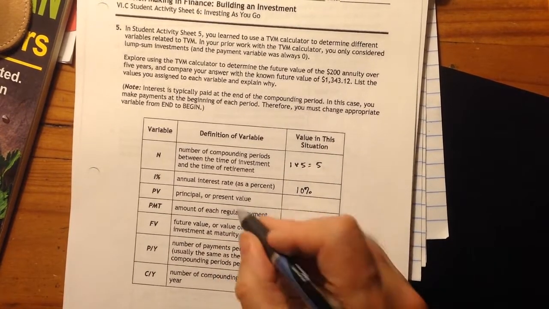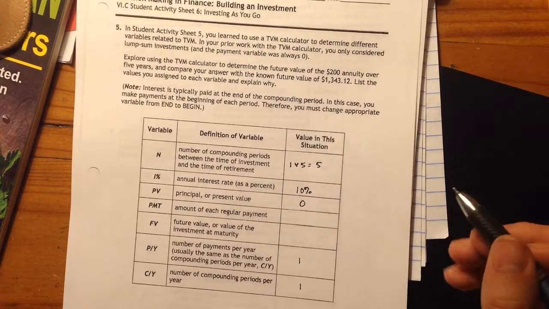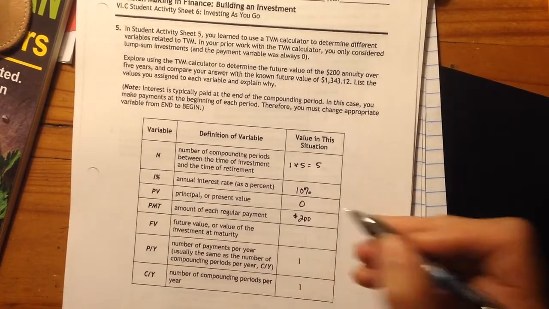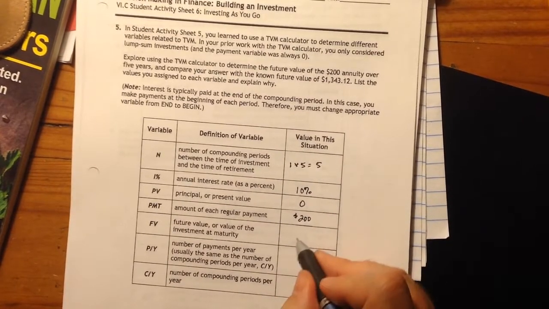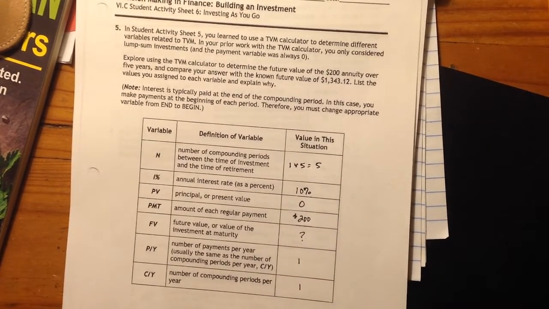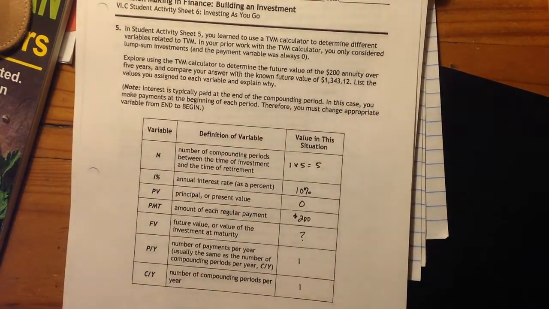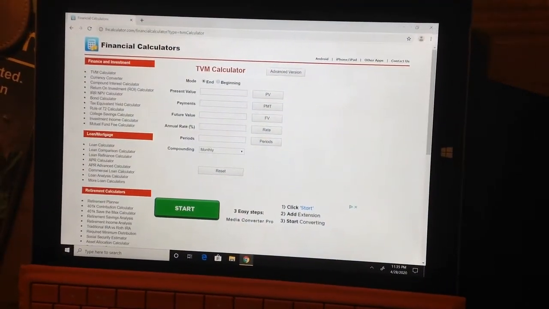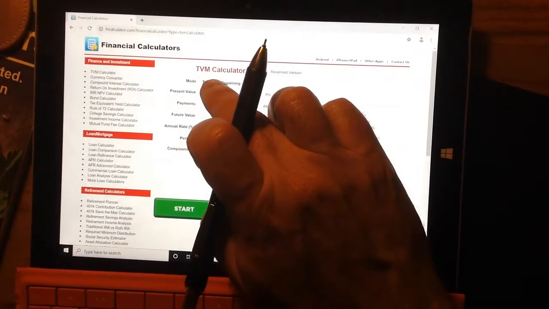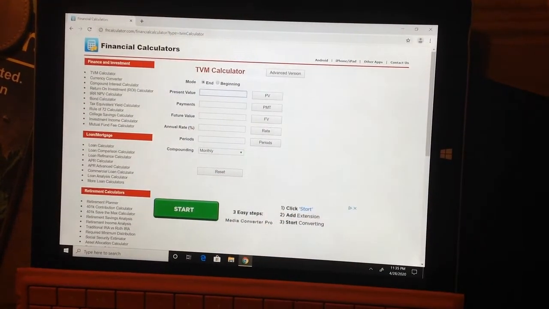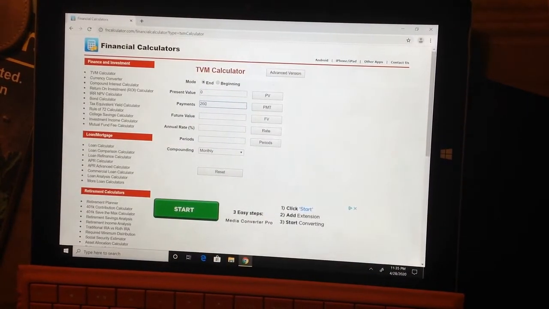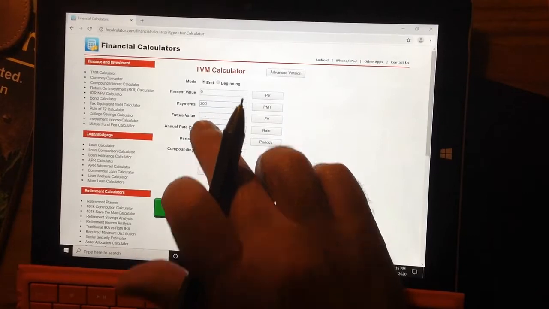Our present principal or present value, we're going to start at 0. Payment, we're going to put in $200 for our payment, and what we're looking for is the future value. Okay, so there's everything we need. So now I'm going to come over here and put those things into our website. So our present value, we're going to put in 0. Our payments, we're going to put in $200. Don't know the future value, we're going to figure that out.